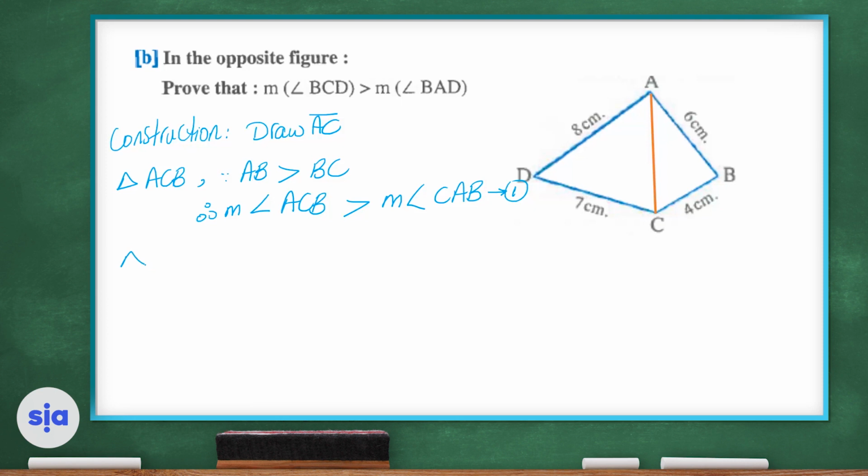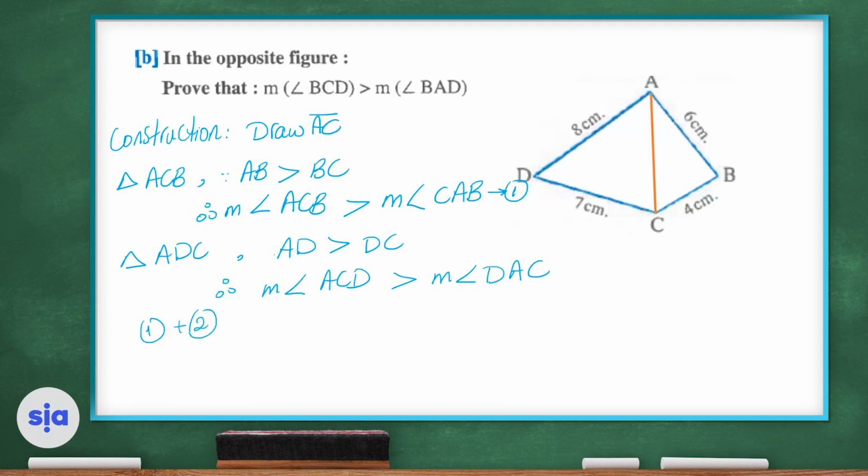In the other triangle, triangle ADC, we can see that AD is greater than DC. Therefore, the measure of angle ACD is greater than the measure of angle DAC. By adding 1 and 2 together, you will see that the measure of angle BCD is greater than the measure of angle BAD.